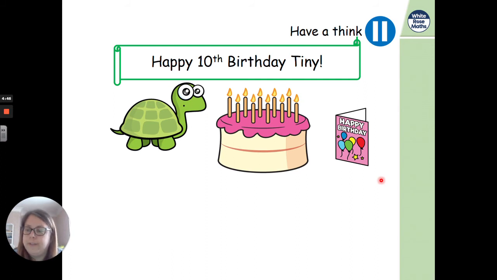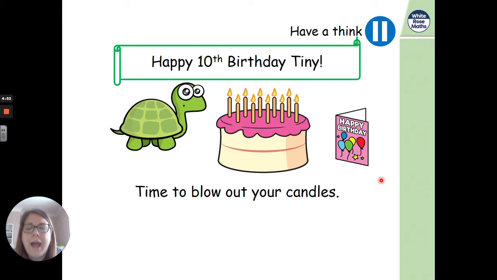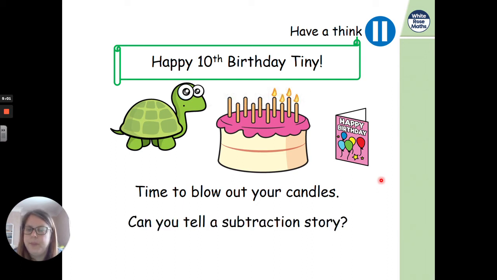Okay, another one this time. You're going to tell me a story. So it's time for Tiny to blow out the candles. Happy 10th birthday, Tiny. Time to blow out your candles. Can you tell a subtraction story? So how many candles were there? How many has he blown out? And how many are left?